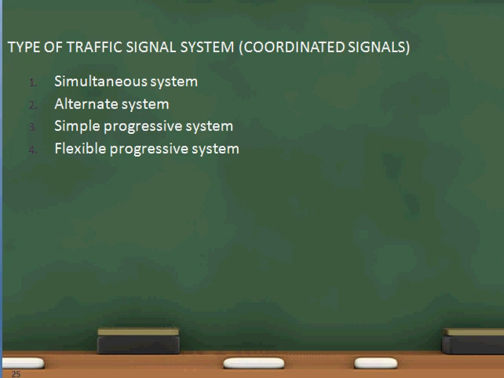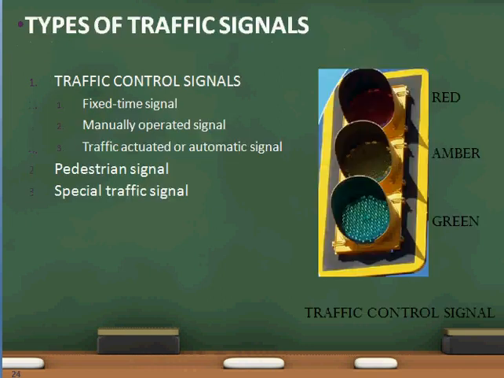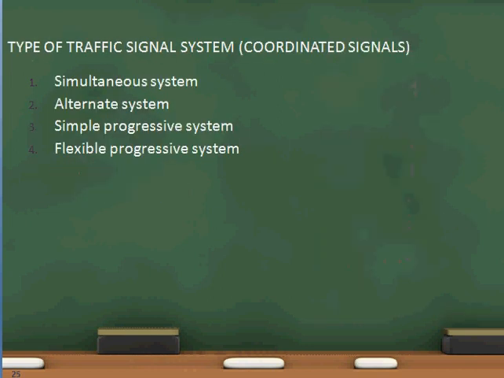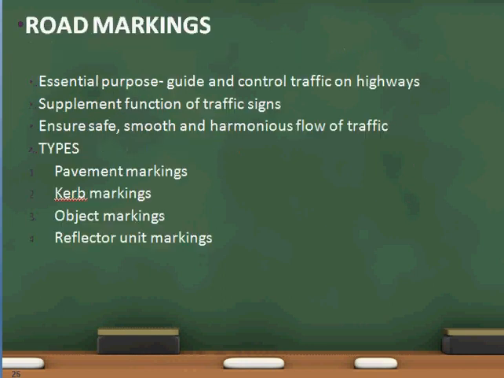In the flexible progressive system, the cycle times, the times of green, red, etc. will be varying depending upon the traffic. So it is actually a type of automatic, traffic activated signal. According to traffic, green will be provided, and the preference will be for the traffic on the main road. It is the most efficient system because the signal indication varies according to traffic. So these are the different types of coordinated signal systems. The previous one was types of traffic signals, and this is types of coordinated traffic signal systems.